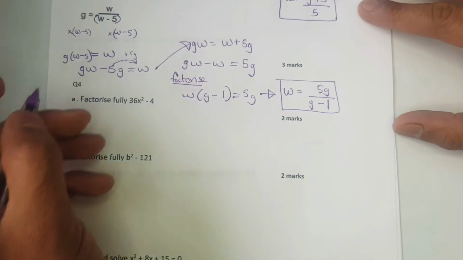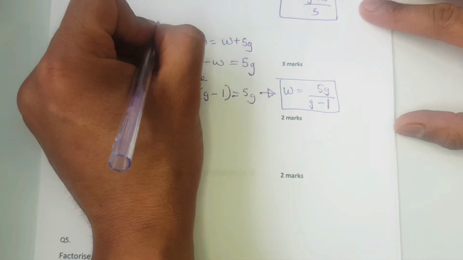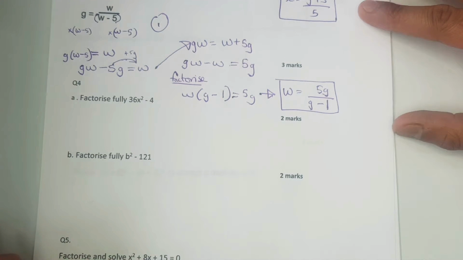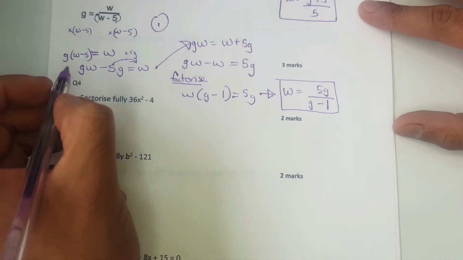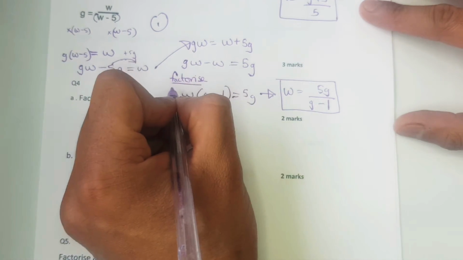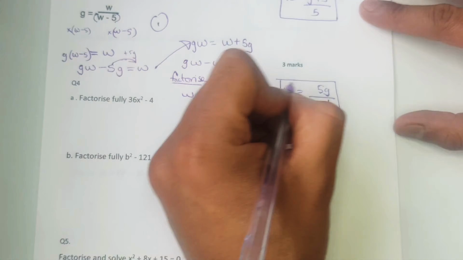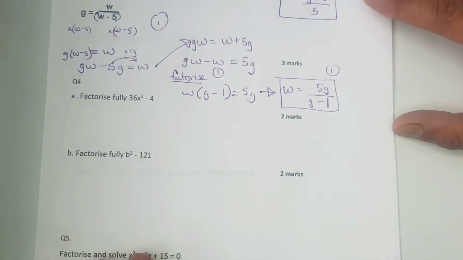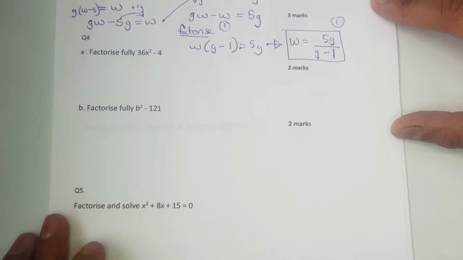So you get the marks. The first mark you'd get is for multiplying both sides by w minus 5. The second mark is going to be when you've rearranged everything and you factorize it. And the last mark is for the final answer. If you got the final mark using another method, it's fine. You still get the final answer mark.